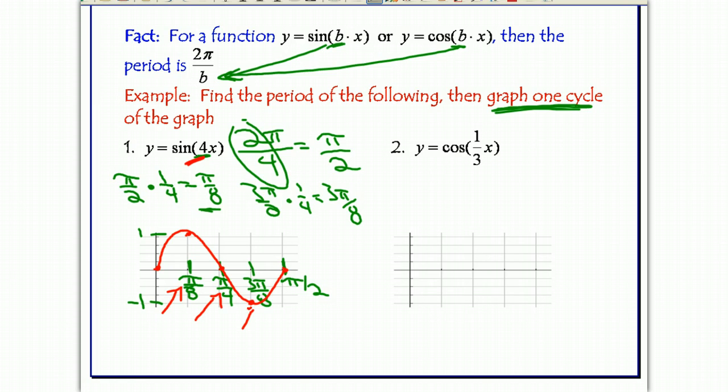We've just labeled the x-axis differently so you can see, wow, I'm not waiting 2 pi to get this anymore. It's going 4 times faster. I get this in pi halves. Okay, very, very similar for this cosine one.